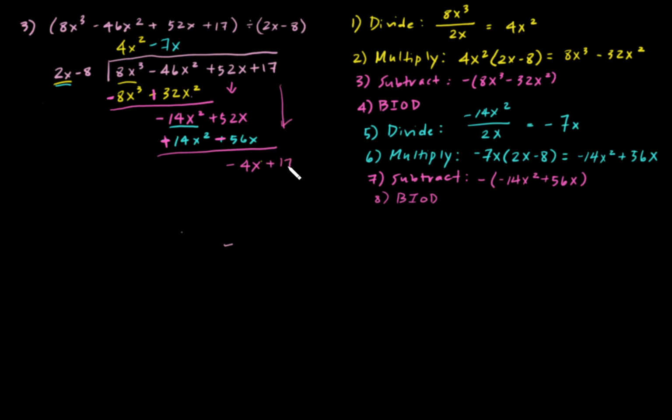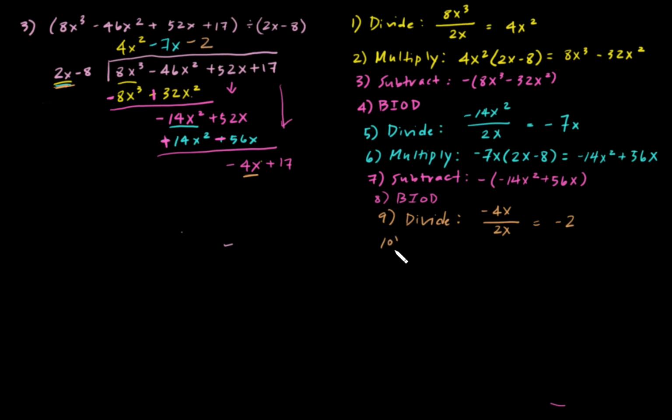Bring down the 17. And then number 9, I am going to divide the first term, negative 4x, that I just created, with the 2x right here. So we have a negative 2x. Oh, actually, it's just a negative 2. I keep on doing that. I did it in the other video. Negative 2.